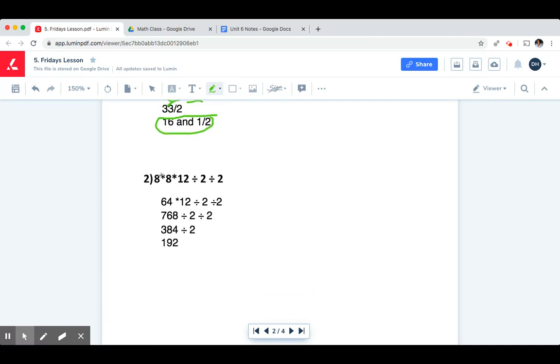Number 2. 8 times 8 gets you 64. Rewrite the rest. 64 times 12 gets you 768. Copy the rest. 768 divided by 2 gets you 384. Copy the rest. 384 divided by 2 should get you a final answer of 192.